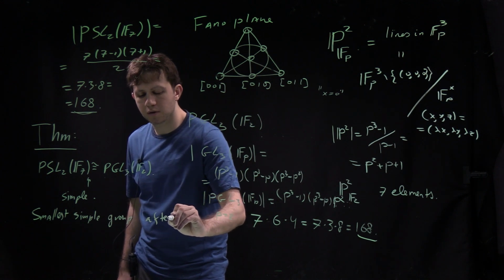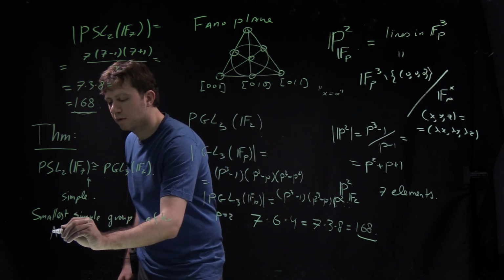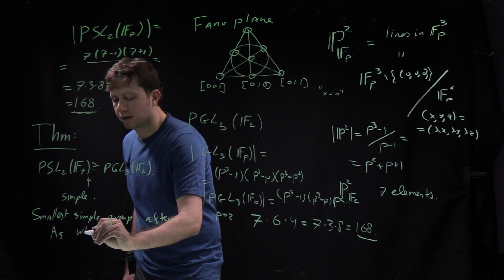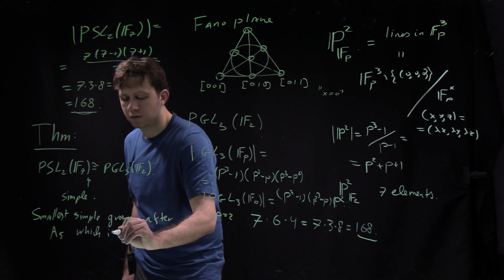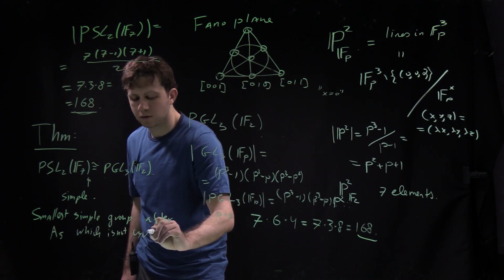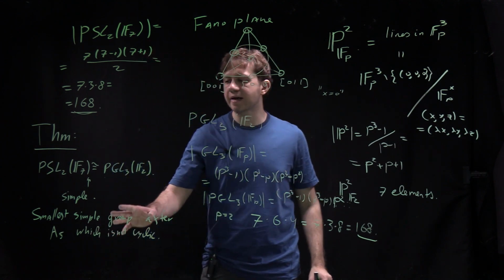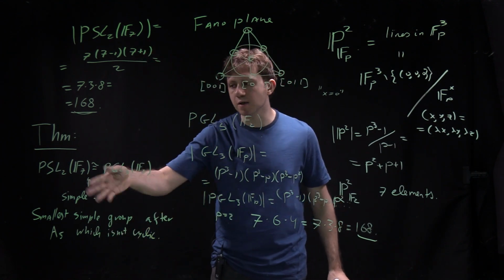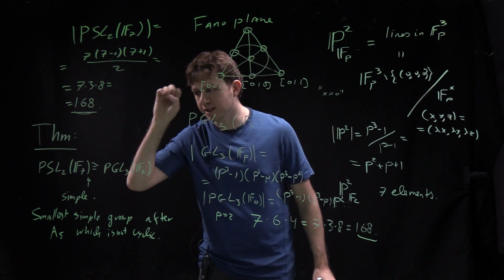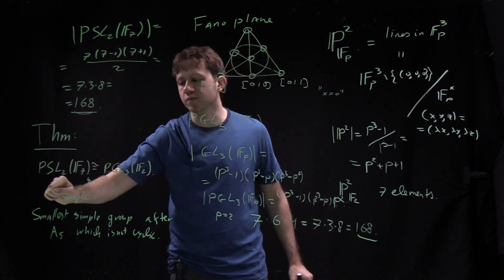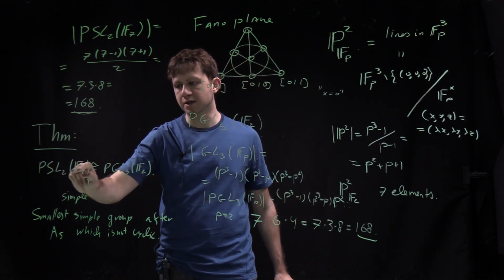after A5, which is not cyclic. So I don't take Z over pZ. So basically, it's the second interesting simple group. You have A5 with its 60 elements, very important. The next one is this one. And there are two instances of how it appears.